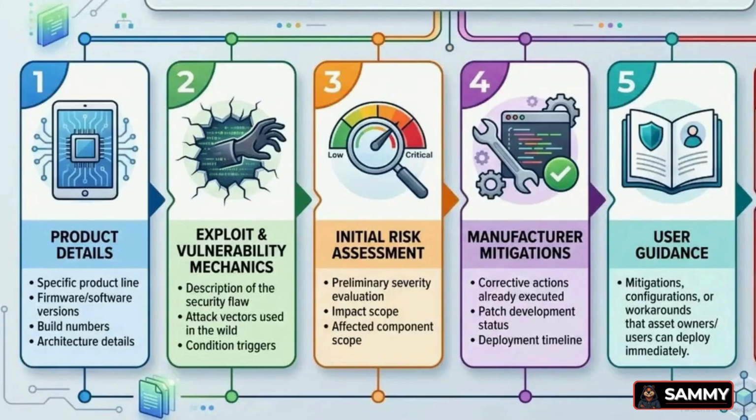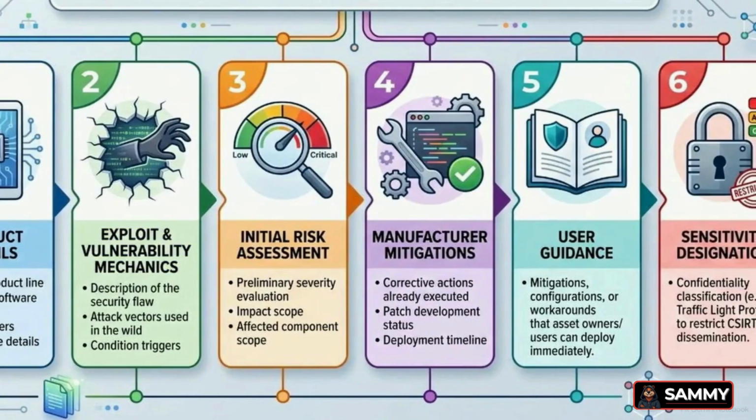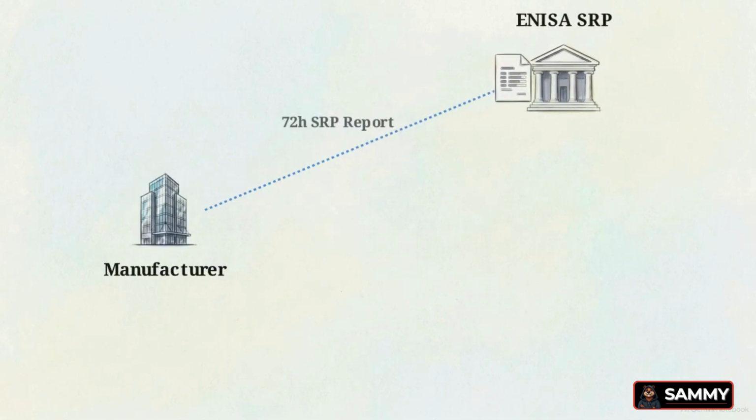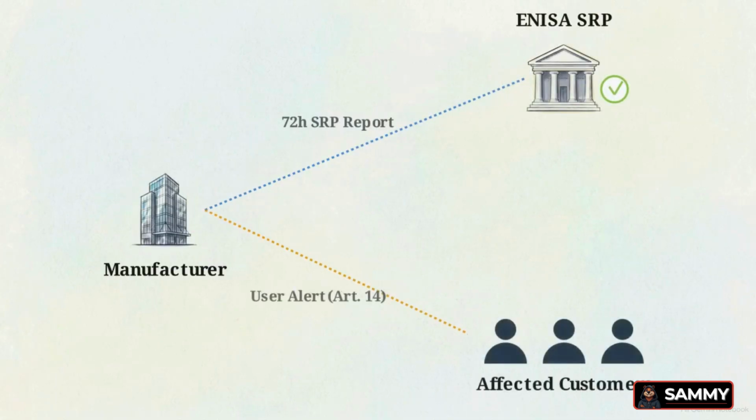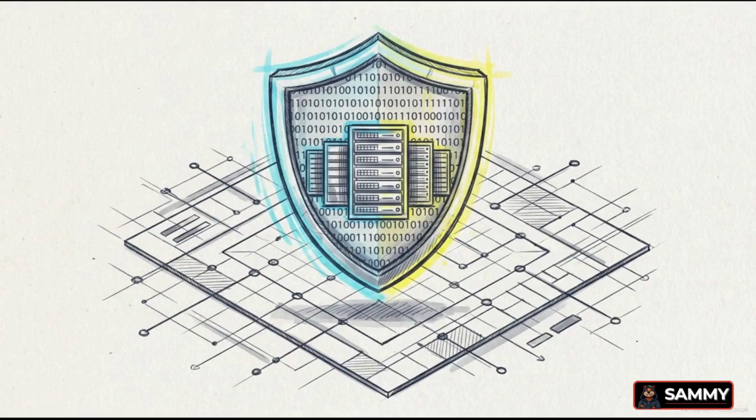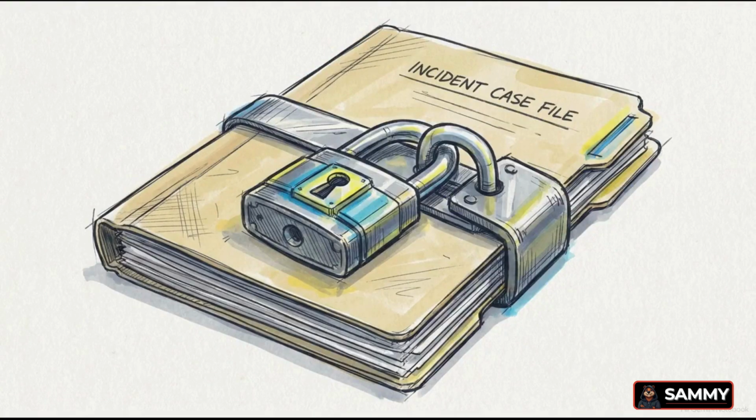This checklist outlines the substantive technical data you now need to provide. You'll need to fill in Step 2, Exploit Mechanics, Step 3, your initial risk assessment, and Step 4, the manufacturer mitigations you are actively developing. Completing this form on the SRP handles your regulatory duty, but under CRA Article 14, you also have a parallel obligation to notify your affected customers directly without undue delay. Providing this substantive update gives European authorities the precise technical context they need to evaluate wider ecosystem risks and coordinate cross-border defenses.